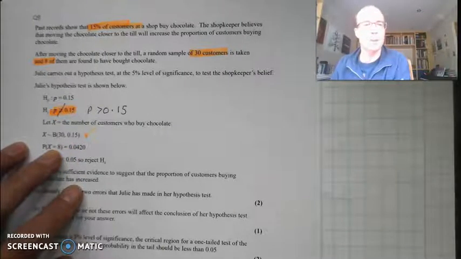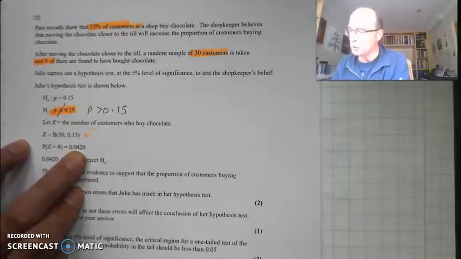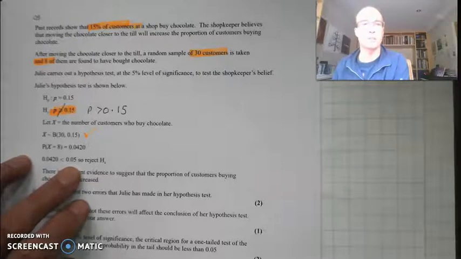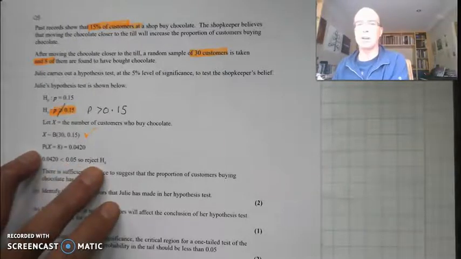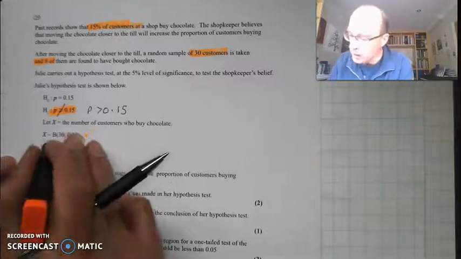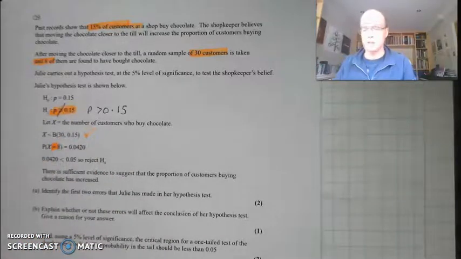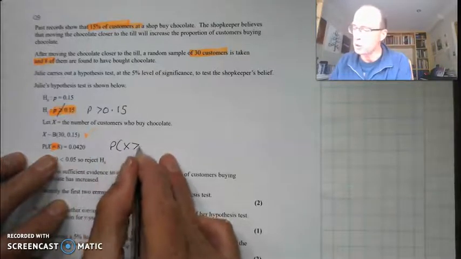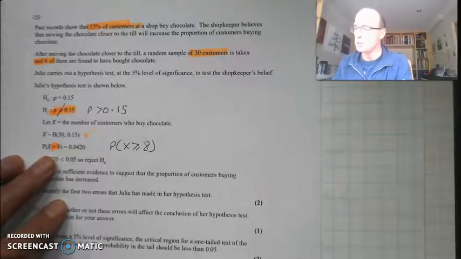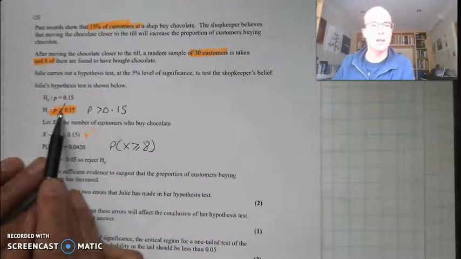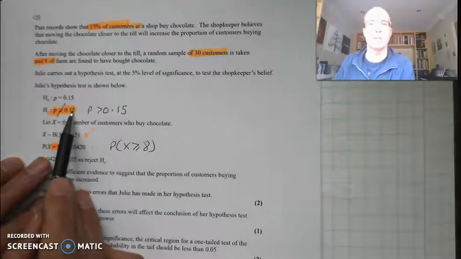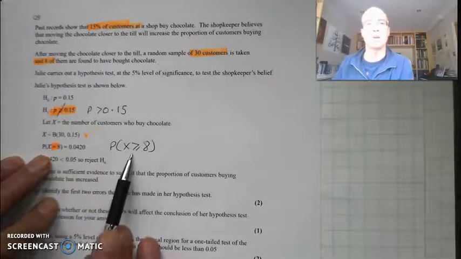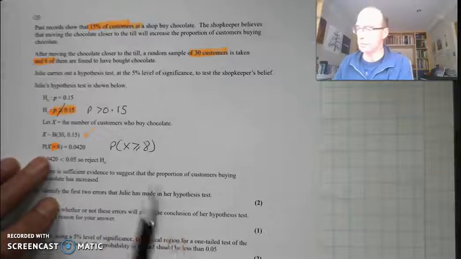But then she's gone to say the probability that X equals 8 equals 0.0420. This is less than her significance level of 5%, 0.05, so she's going to reject H0. But the mistake she's made is testing just that X equals 8, and she needs to test it against the probability that X is greater than or equal to 8. So two mistakes. She's included the 0.15 as well as strictly greater than, and down here she's just equal to 8, and she needs to be looking at the probability that X is greater than or equal to 8.